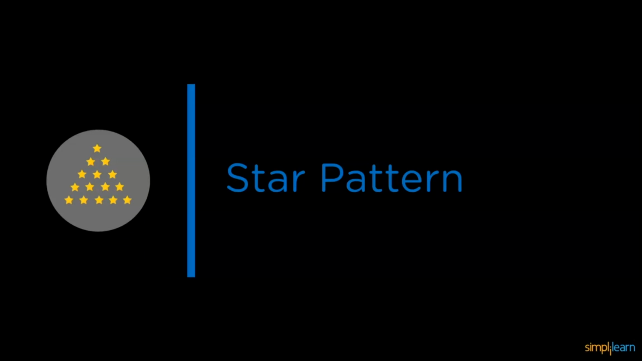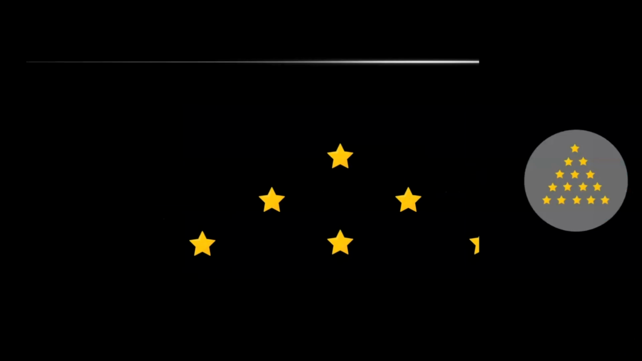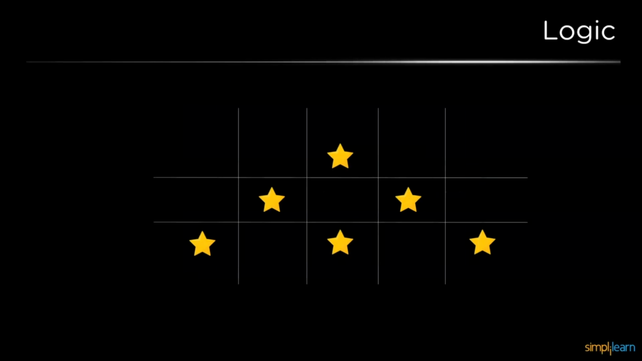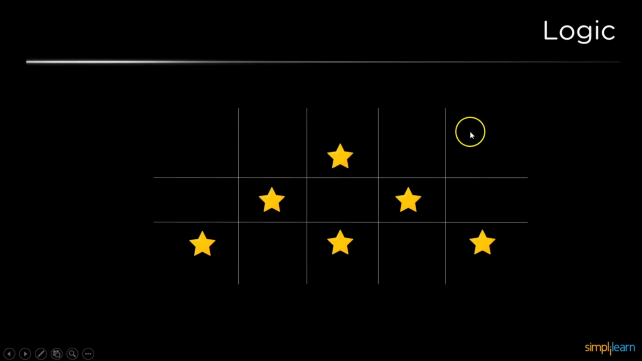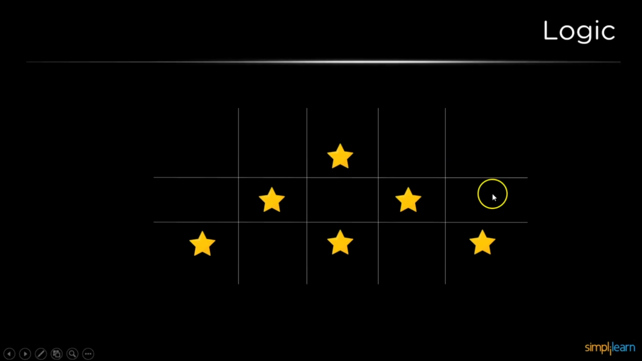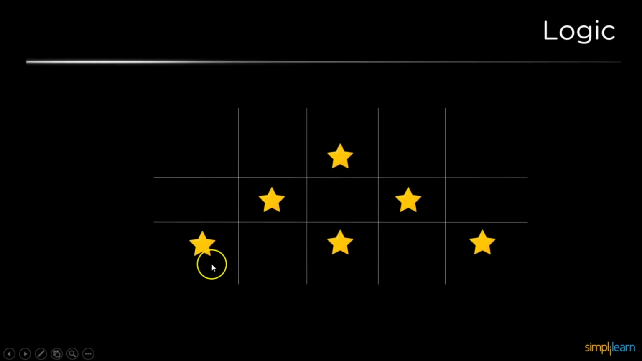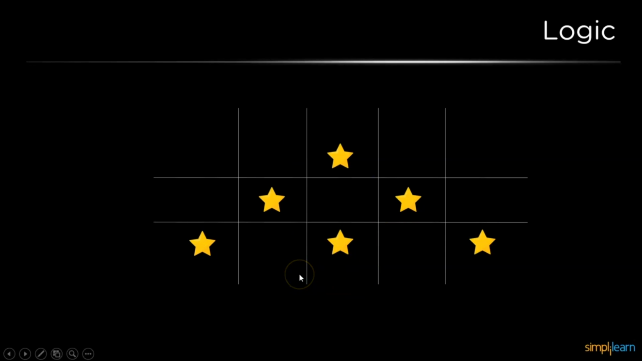Next we have the pyramid star pattern program. As you all can see, in the first row we have two spaces followed by one star and then two spaces, and in the next row we have a space first and then star, space, star, space, and in the third row we have star followed by space, star, space and star. To understand how this pattern works, let's look at the code.